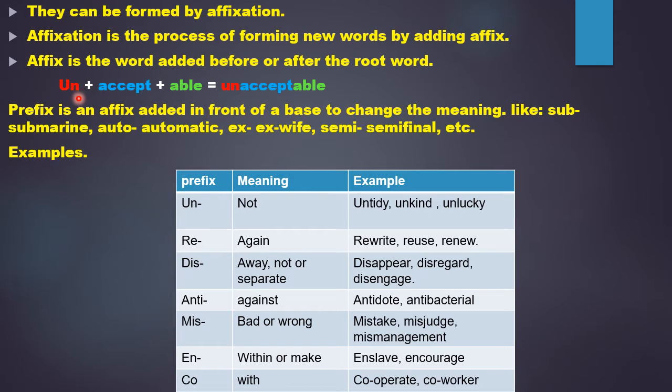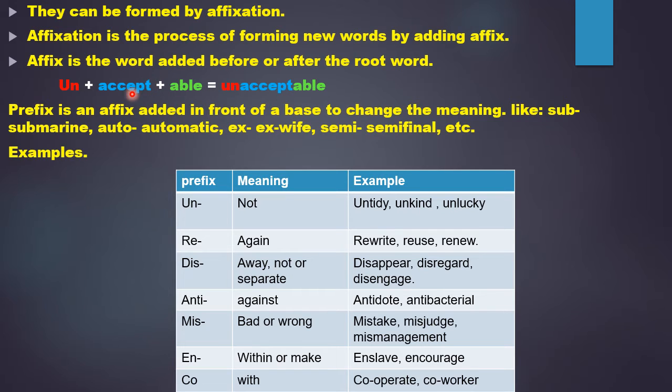Take for example, we have accept and able. That is un plus accept plus able. Un is what? You might not know, but I'll tell you. Un is added at the front. Able is added at the back. But the centered word is accept, which when you bring them together, it will become unacceptable. It will become what? Unacceptable. Good. Now this is the word.